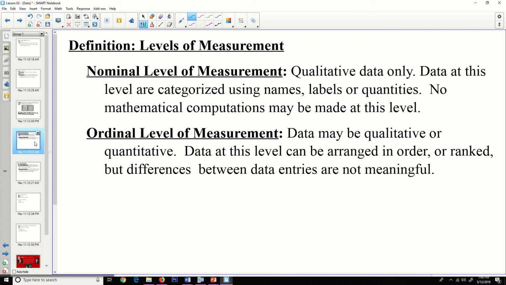Some more definitions. There are 4 levels of measurement. I had to fit it on 2 pages, so that's why there's only 2 here. Nominal level of measurement is qualitative data only. Data at this level are categorized using names, labels, or qualities. No mathematical computations may be made at this level. Ordinal level of measurement, data may be qualitative or quantitative. Data at this level can be arranged in order or ranked, but differences between data entries are not meaningful.